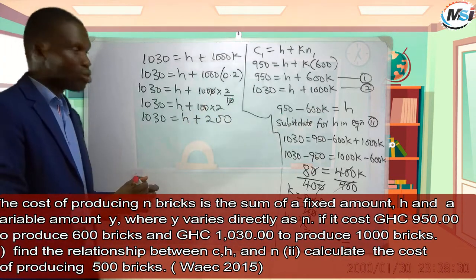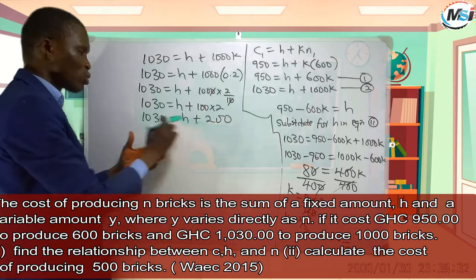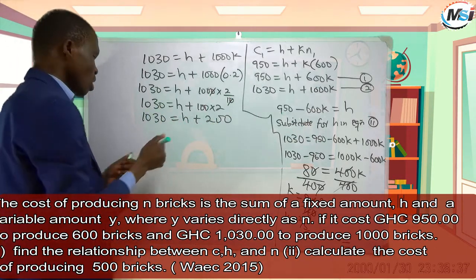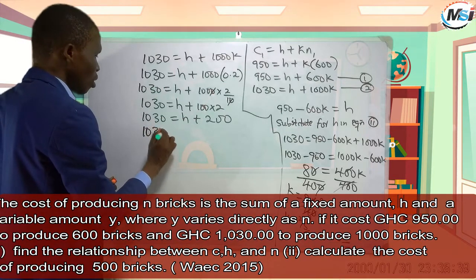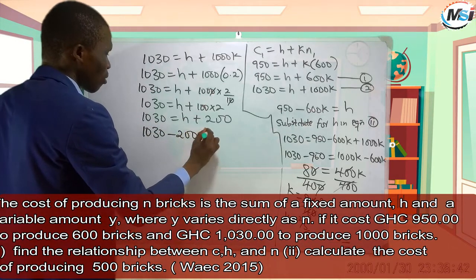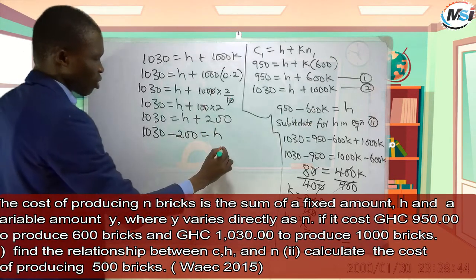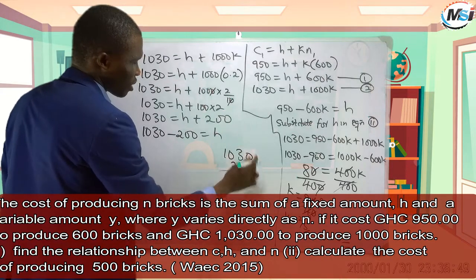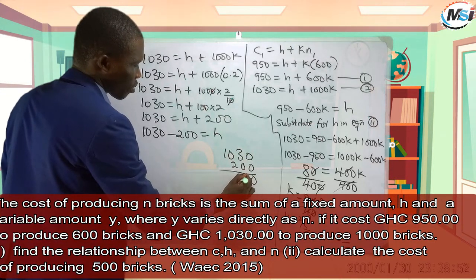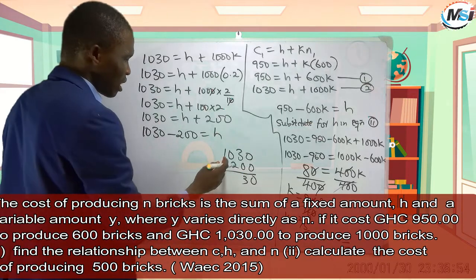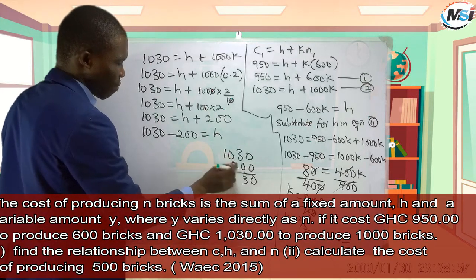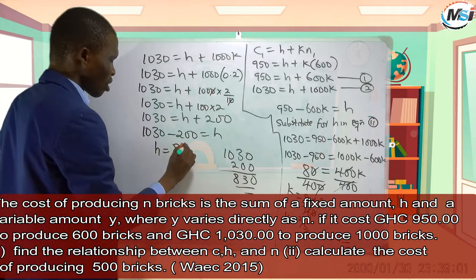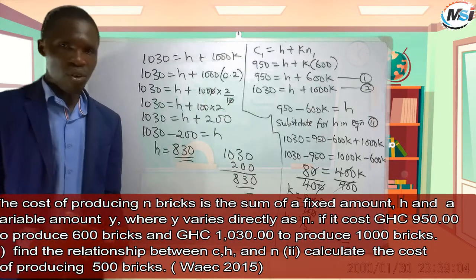Now you can do what we call collecting like terms. This will cross to this side, it is plus. When it crosses to this side, it turns to minus. So this will give us 1030 minus 200 equals h. So let's subtract. 1030 minus 200: 0, 3 we come down, and this is 10 minus 2 will give us 8. So h will give us 830. I believe you understand that.